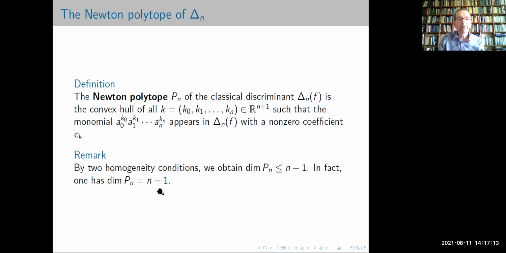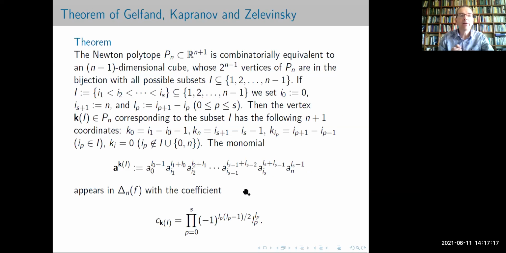And moreover, I will explain what is known. This is a famous theorem of Gelfand, Kapranov, and Zelevinsky about the Newton polytope of the classical discriminant. I already denoted this polytope by P_n. It's naturally embedded into an n plus one dimensional vector space, but it is actually contained in a subspace of codimension two. The theorem of Gelfand, Kapranov, and Zelevinsky was obtained about 1990, and then later appeared again in a famous book on discriminants and resultants, multidimensional objects related to this.